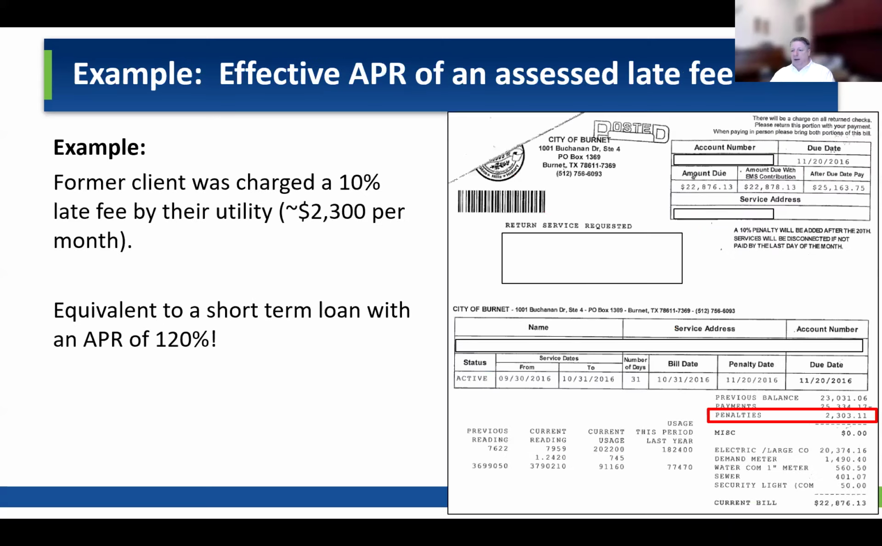For example, this is a former client who was charged a 10% late fee by the utility for paying their bill a few days late. Now, that may not sound like much, but that's equivalent to taking out a short-term loan. And if you did this repeatedly, if you just paid your bill each month a few days late, essentially you'd be borrowing that $25,000 loan for a few days each month at an APR of 120%. And so this can be quite significant and can impact any plant manager's budget. And so you certainly want to be aware of this.